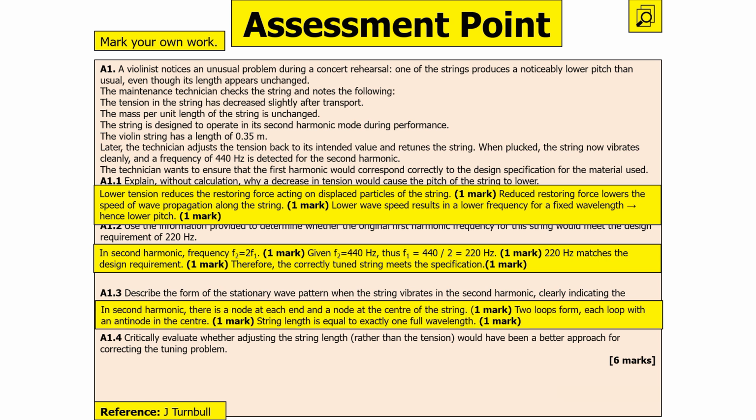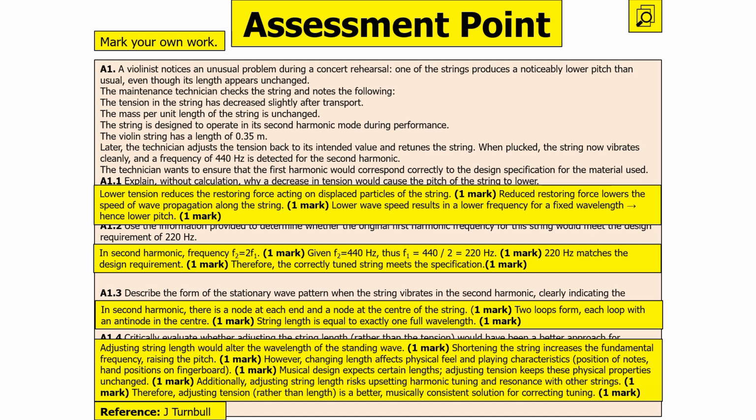In the second harmonic, there's a node at each end of the wave pattern, and a node also at the center of the string, with an antinode on each side. Two loops will therefore form, each loop with an antinode at its center. The string length is equal to exactly one full wavelength.